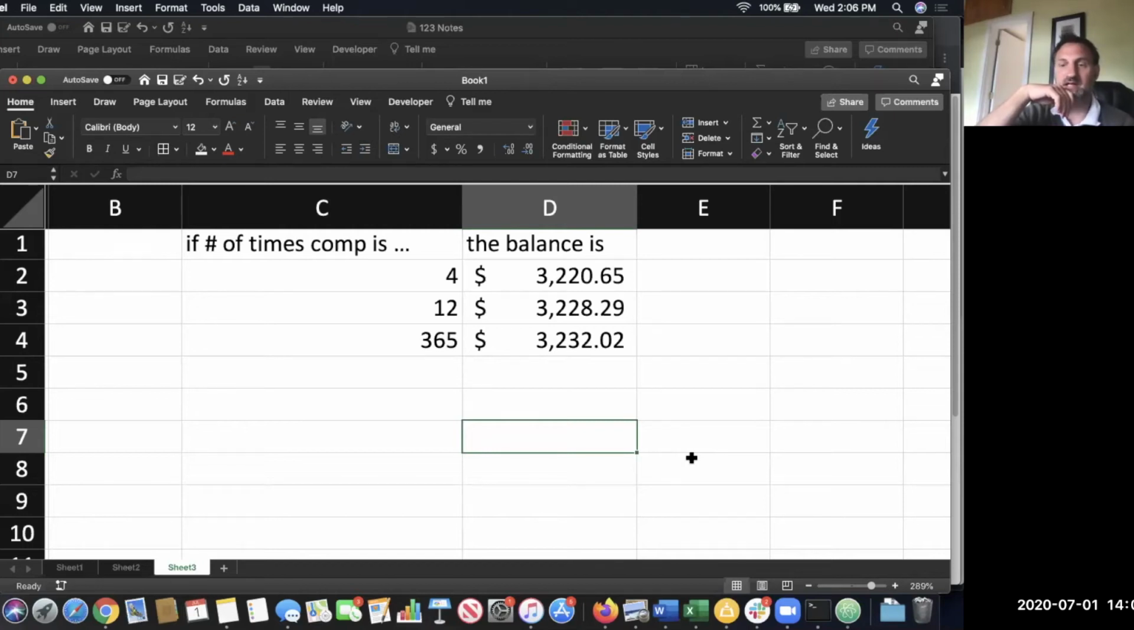Credit cards are compounded daily. You get a monthly statement, but they're calculating interest every single day. And why are they doing that? Because it's better for them.